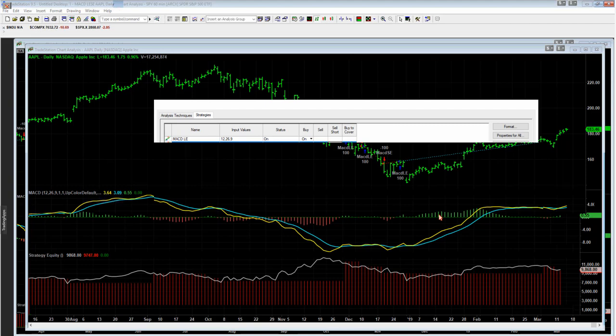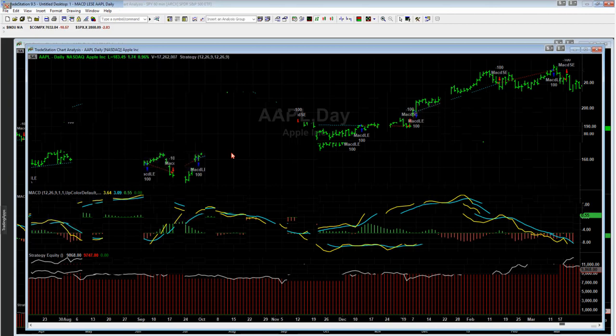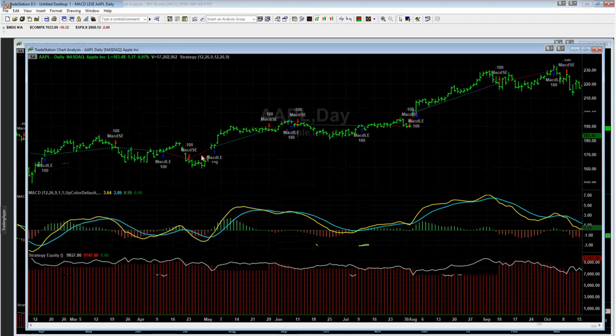So now you can see my strategy equity indicator is showing me how my strategy has done over the 5 years. And if I scroll back, if you look into the chart, you can see all the points where the strategy went long and it went short. If you see a blue dotted line, that's a winning trade. And if you see a red dotted line, that's a losing trade.